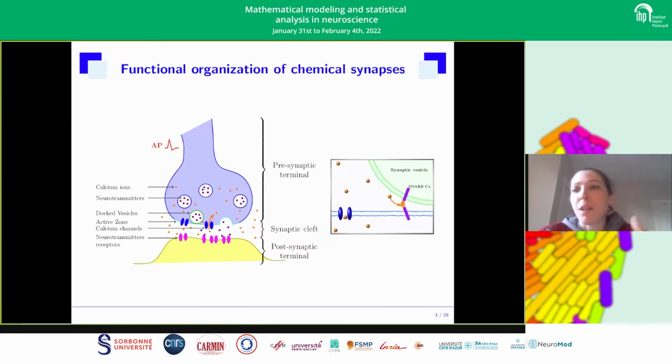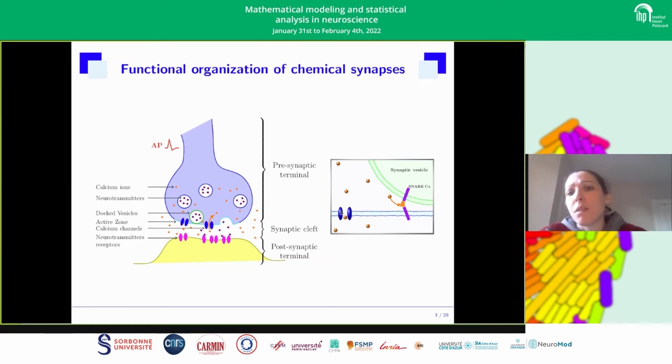And if synaptotagmin has trapped enough calcium ions, then those SNARE complexes are going to change conformation, and the membranes are going to be fused, and you will get the release of the neurotransmitters that are inside the vesicle. So if you look at this scheme, you see that this SNARE complex is located underneath the vesicle, right? It's really those transmembrane proteins, and when the vesicle arrives close to the membrane, then it binds.